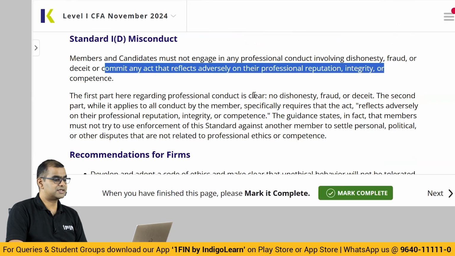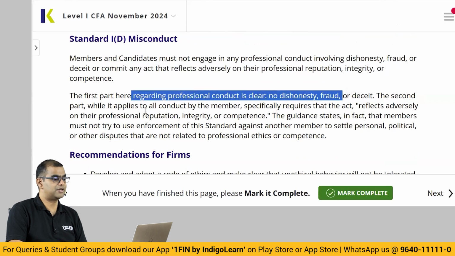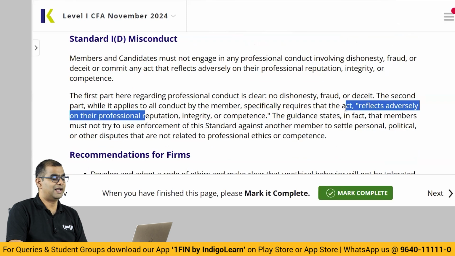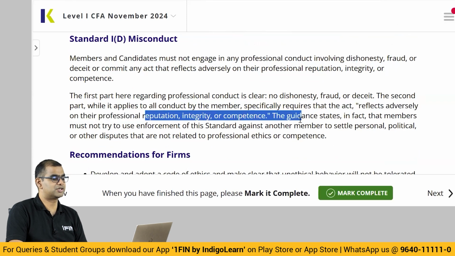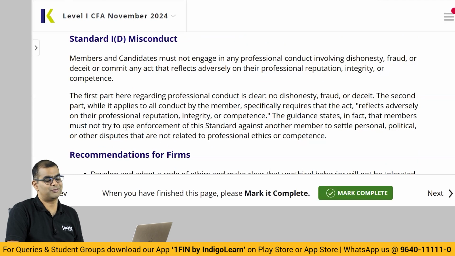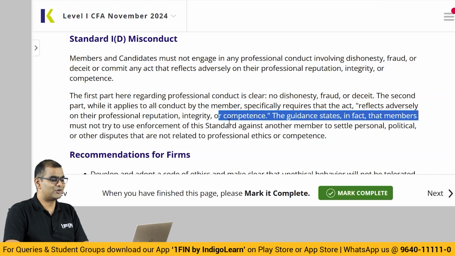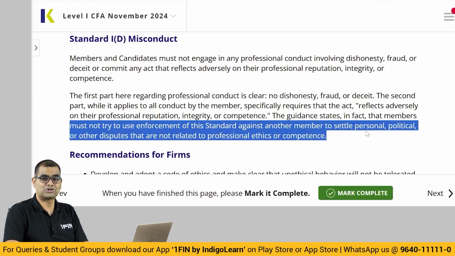Okay, the first part here is clear: no dishonesty, fraud or deceit. Second, it applies to conduct by members and specifically requires that the act reflects adversely on their professional reputation, integrity or competence. The guidance states in fact that members must not try to use enforcement of the standard against each other to settle personal scores, political or other disputes that are not related to professional ethics or competence. So this is something it is very, very clear about. You cannot say that somebody has done some misconduct and use that as an excuse to file a case with the CFA Institute and settle your personal scores. You should not try and use this.